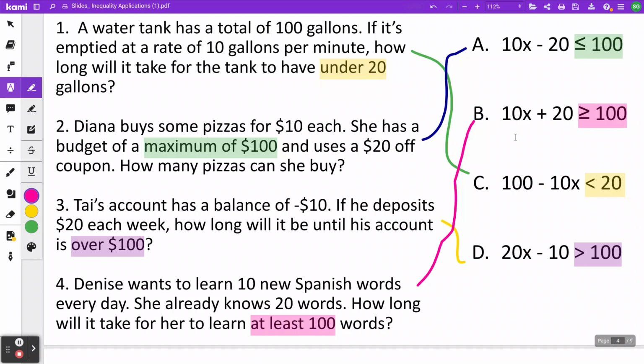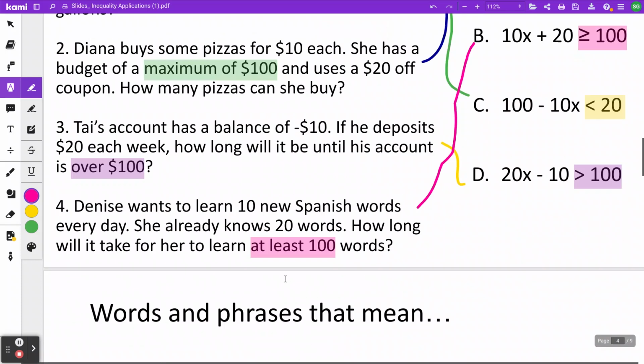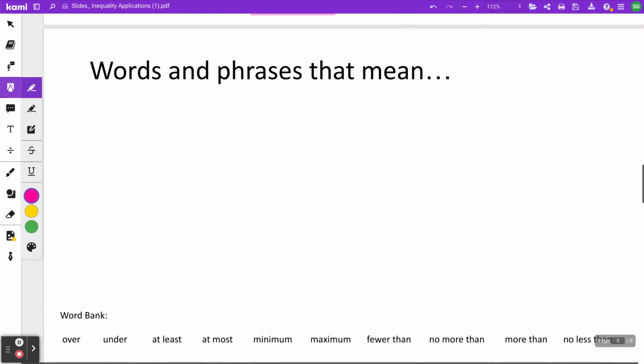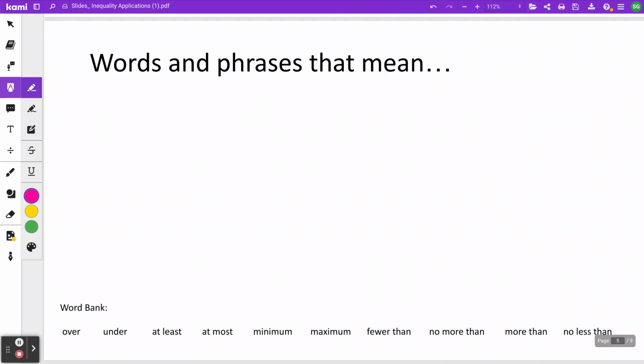Now, this skill here of being able to match is important, right? But really our end goal is, if I gave you these stories, could you write the entire inequality, not just be able to match it? And so part of being able to do that is knowing all these key words that I've been highlighting. And so down here, we're going to create a table helping us organize these words.